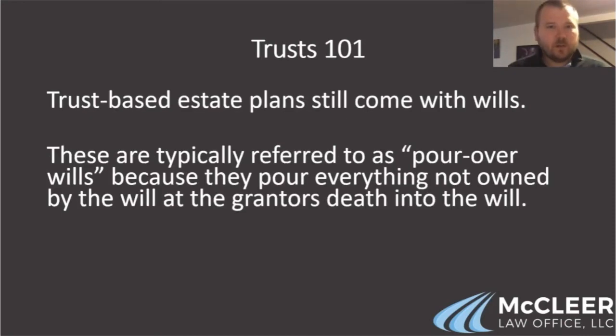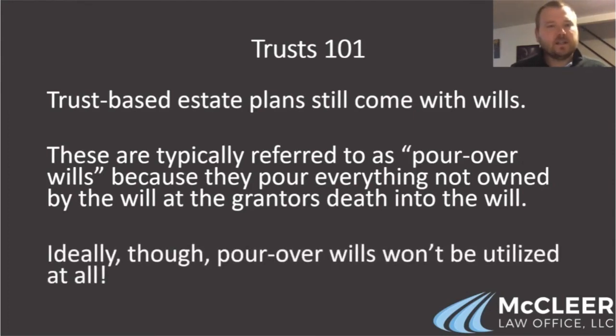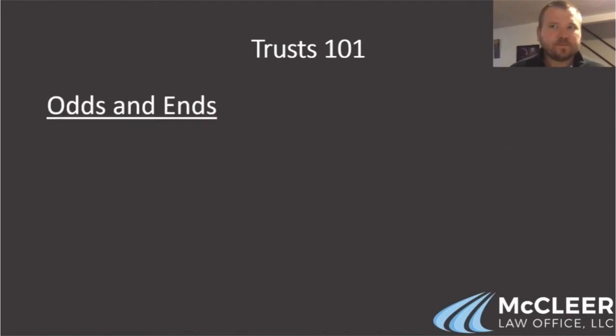Trust-based plans still come with wills. You have what's called pour-over wills, which would just make sure that everything works together. So if you leave something outside of your trust and then you pass away, this would be common for a vehicle, the vehicle is not just left there to flounder. It's going to still work with your trust-based plan. Ideally, though, everything is already within the trust or controlled by the trust, so a pour-over will would not be necessary, but it's always there anyway.